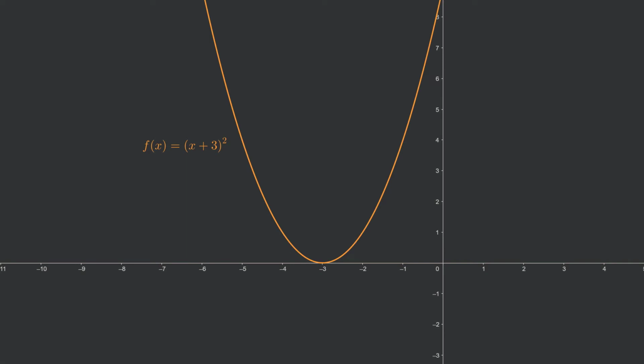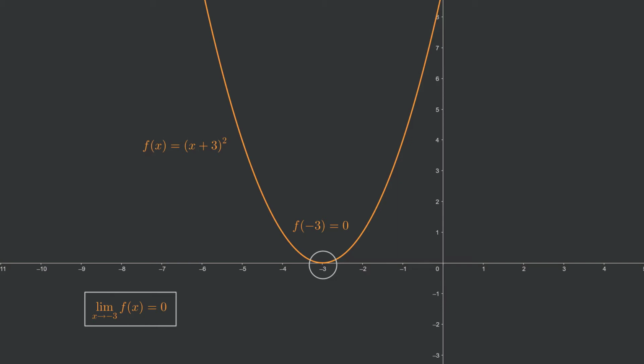This is the function f of x equals (x plus 3) squared. What happens to its function values if x tends to -3? Well, obviously, as x tends to -3, the function values f of x tend to the function value of -3, which is 0. So we can write that the limit of f of x if x tends to -3 equals 0.